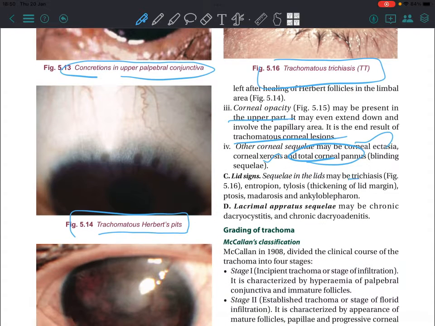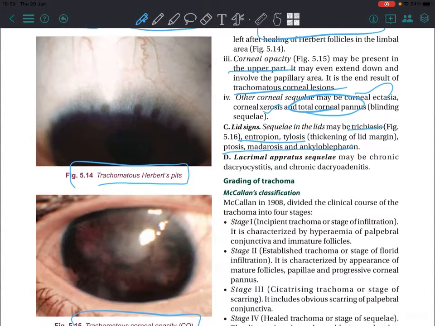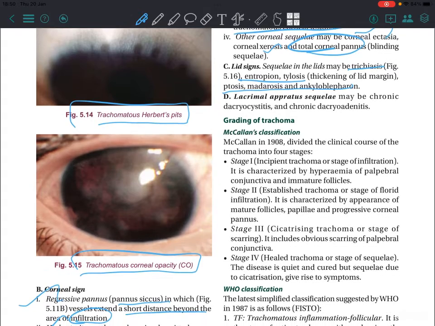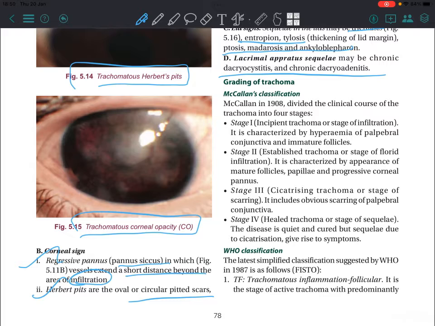Lid signs. Sequelae in the lids may be trichiasis, entropion, tylosis, ptosis, madarosis, ankyloblepharon. Lacrimal apparatus sequelae may be chronic dacryocystitis, chronic dacryoadenitis, and drying of the trachoma.